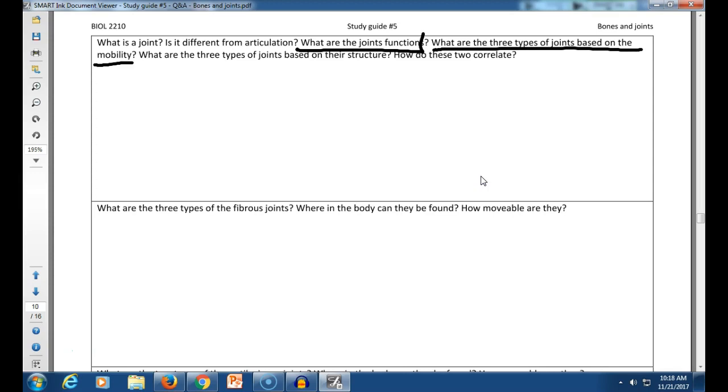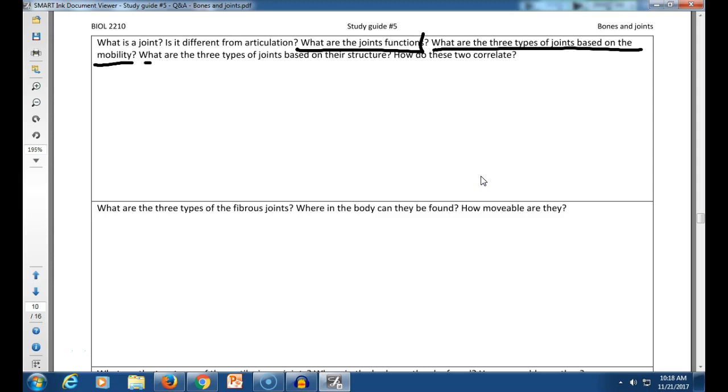I want to hear it from you. Synarthrosis, amphiarthrosis, diarthrosis. Synarthrosis are immobile. Amphiarthrosis are slightly mobile. Diarthrosis are fully mobile. Okay?